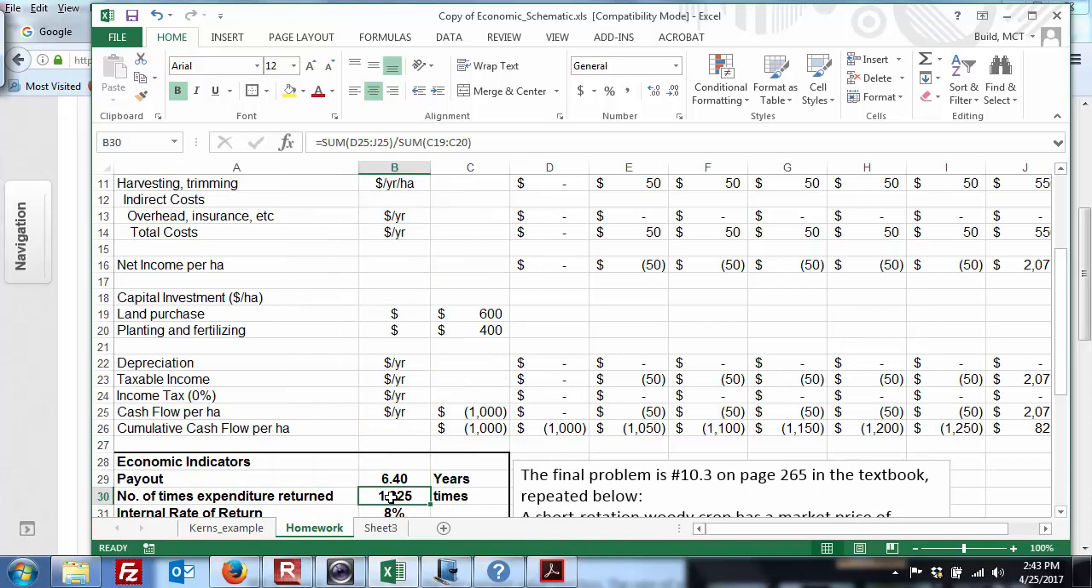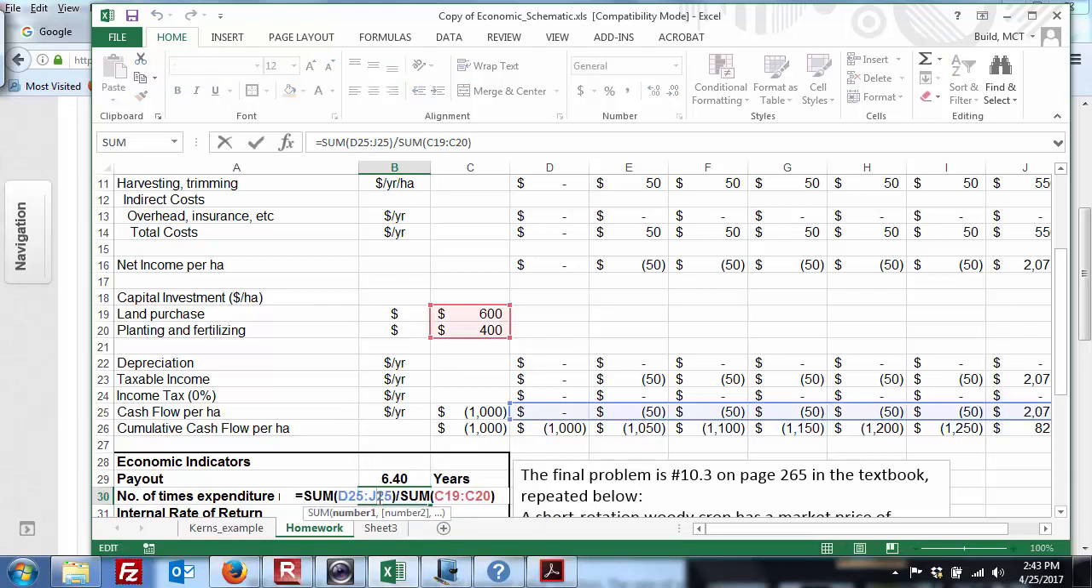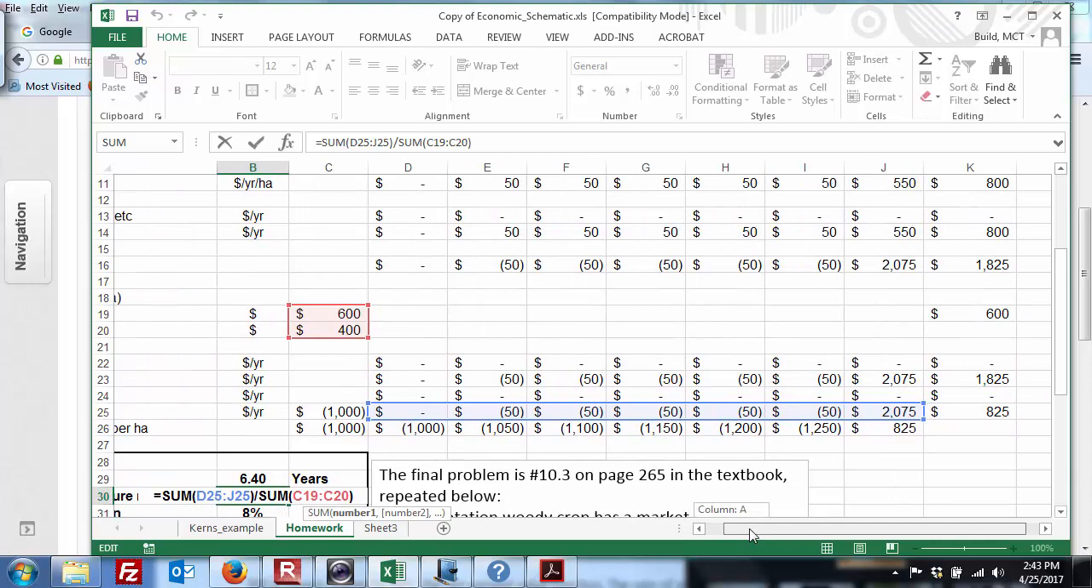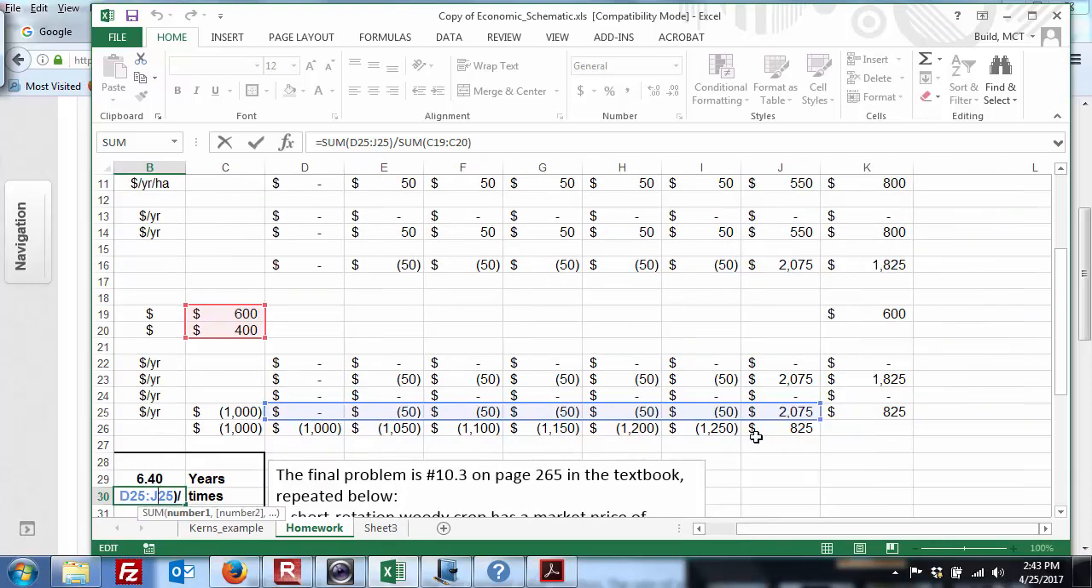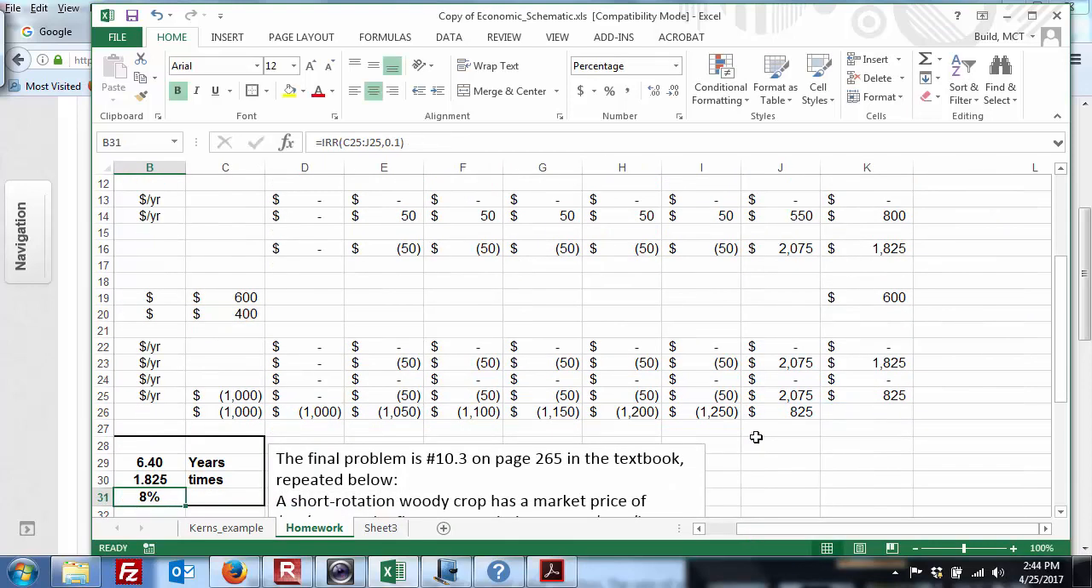We made 1.8 times our expenditure. So we made 1.8 times our money. So our initial investment was $1,000. We were losing money, finally we made it. So we made 1.8 times.